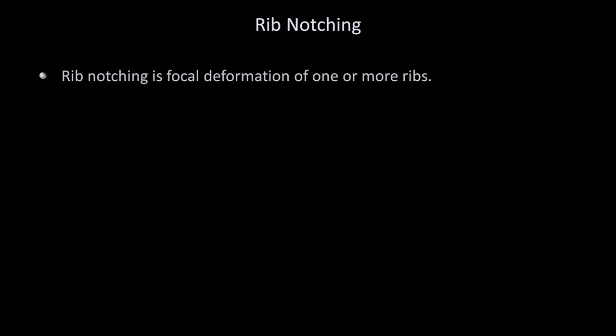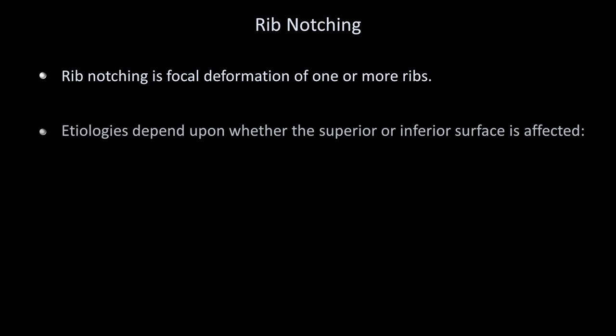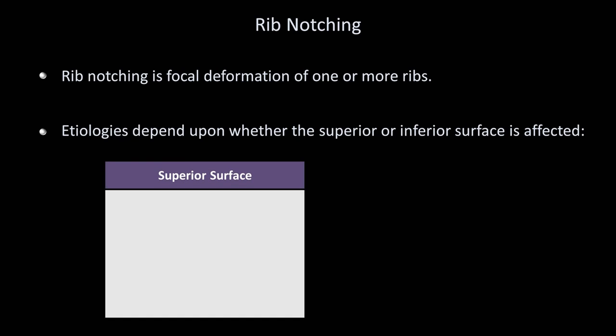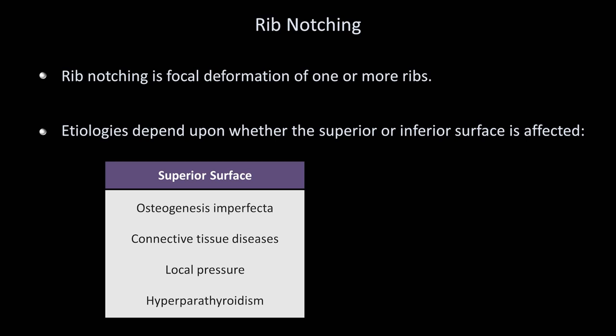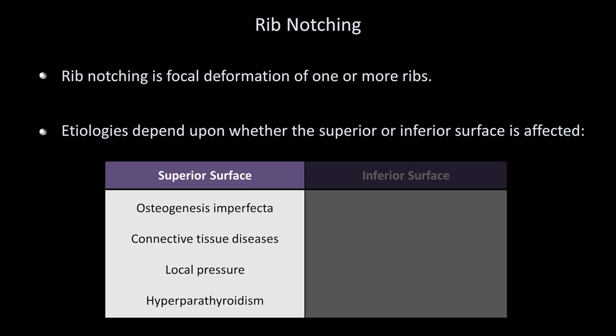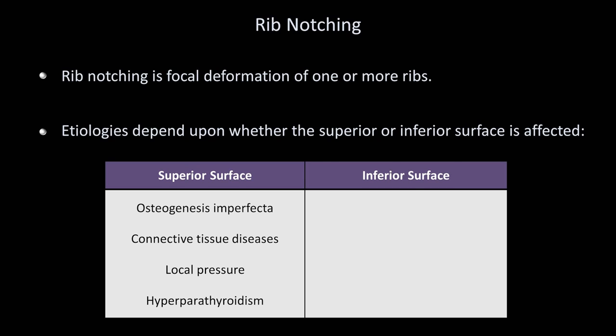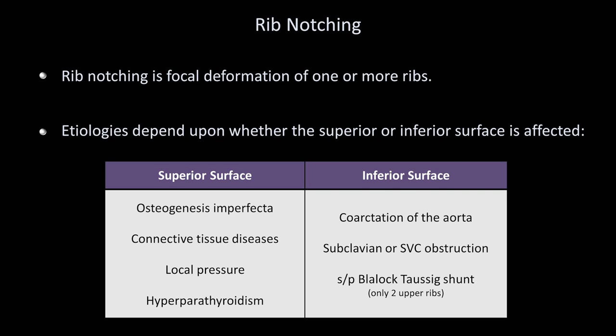Rib notching is the focal deformation of one or more ribs that occurs on the rib surface. The etiologies depend upon whether the superior or inferior surface is affected. Notching on the superior surface, which is less common, can be seen in osteogenesis imperfecta, connective tissue diseases, local pressure, or hyperparathyroidism. Notching on the inferior surface, which is more common, can be seen in coarctation of the aorta, subclavian or SVC obstruction, and in patients who are status post a Blalock-Taussig shunt, which is a surgical procedure for complex congenital heart disease in which only the two upper ribs will be notched.